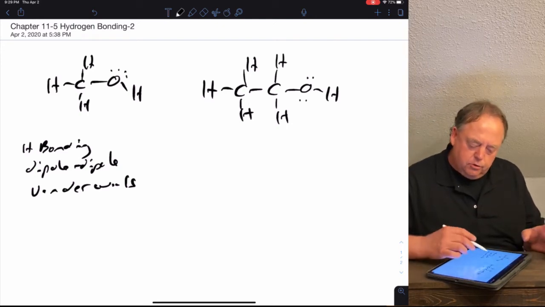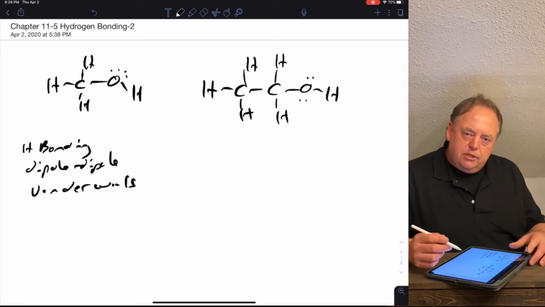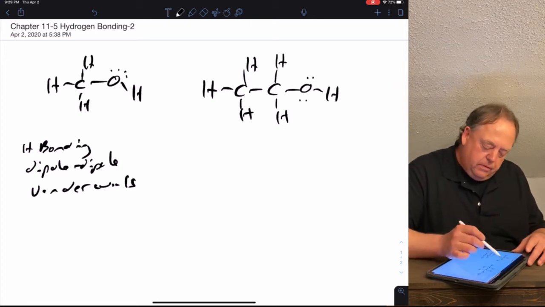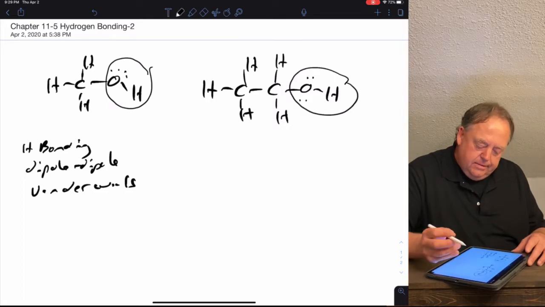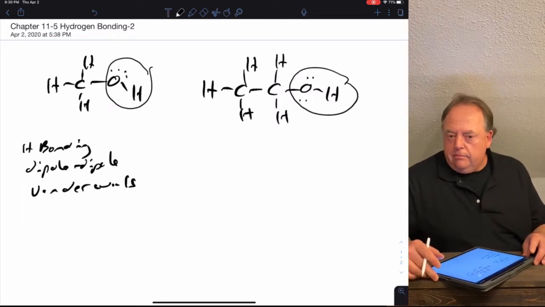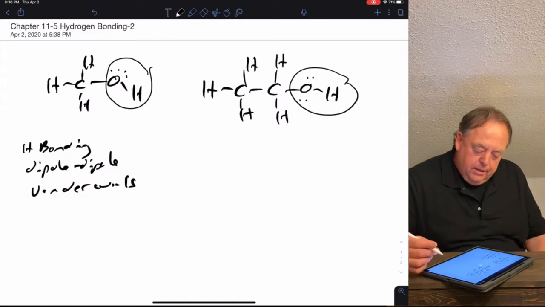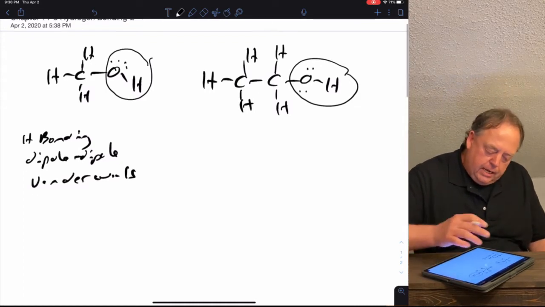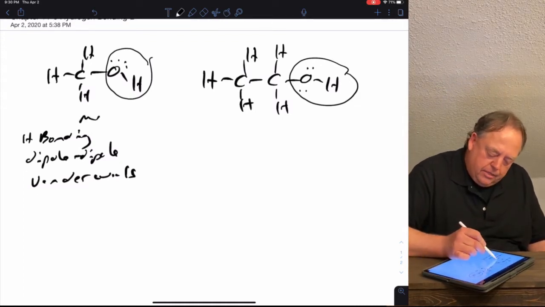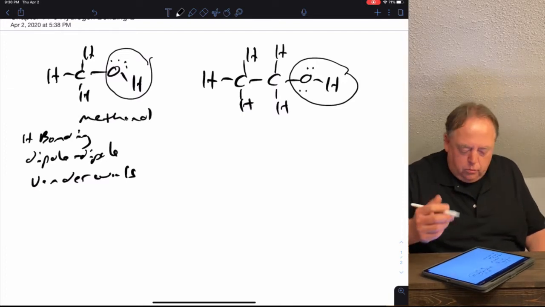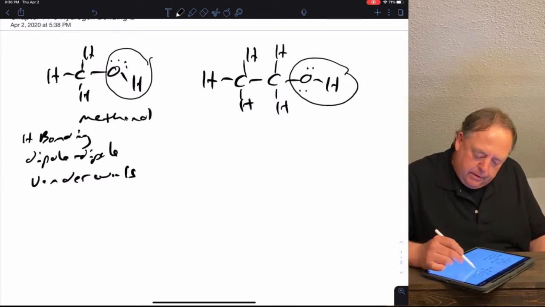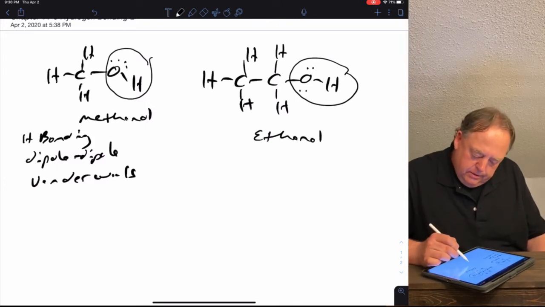So in this case, two molecules, can they make hydrogen bonds? And the answer is yes, both of them can make hydrogen bonds because of the OH. All right, so both molecules can make hydrogen bonds. In the last lecture, this molecule is methanol. We looked at what its hydrogen bonds look like. This molecule is ethanol. So what do its hydrogen bonds look like?